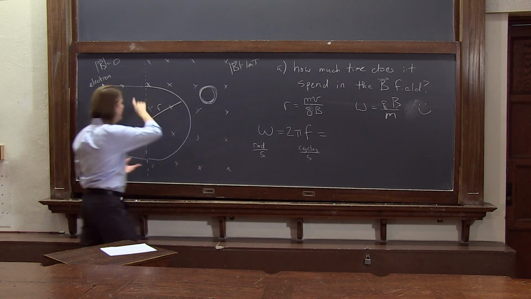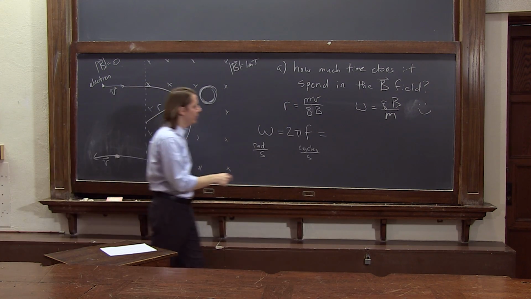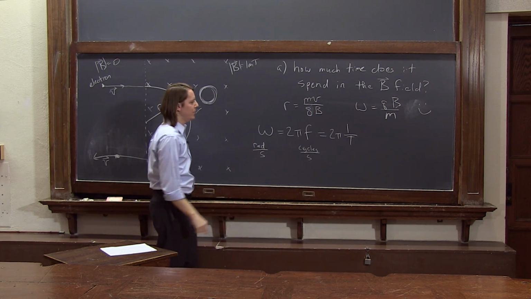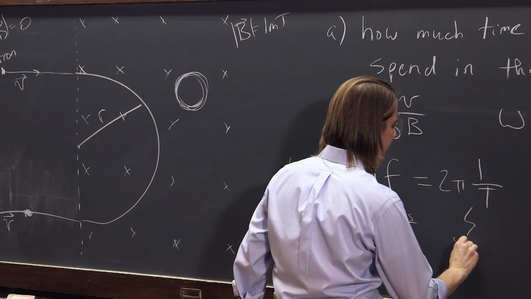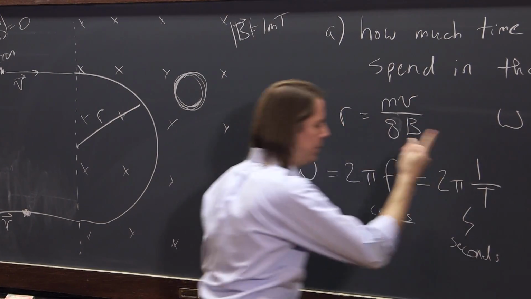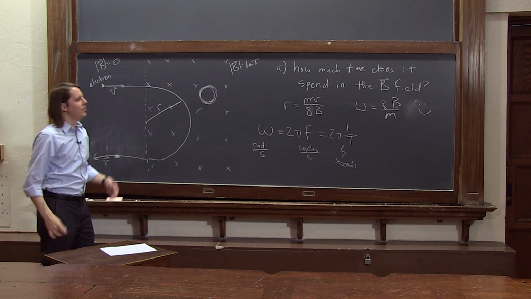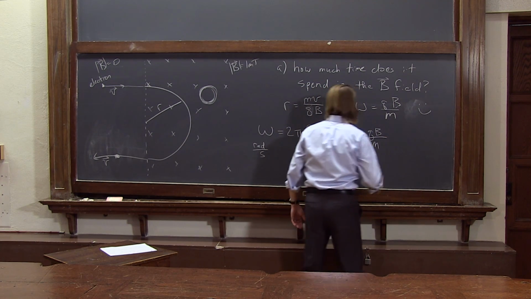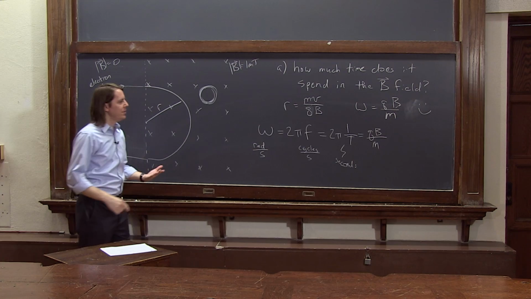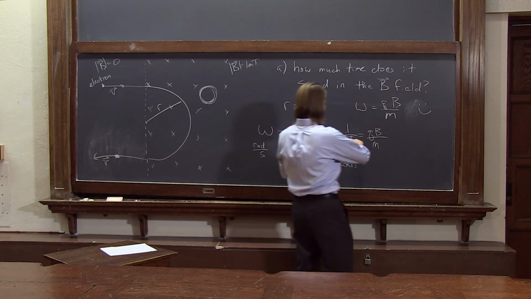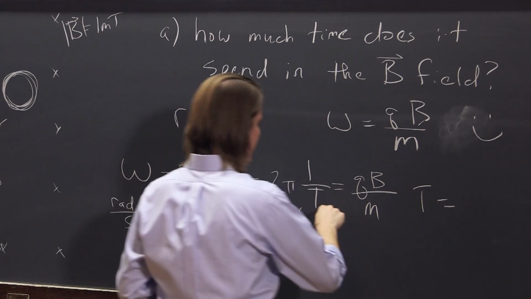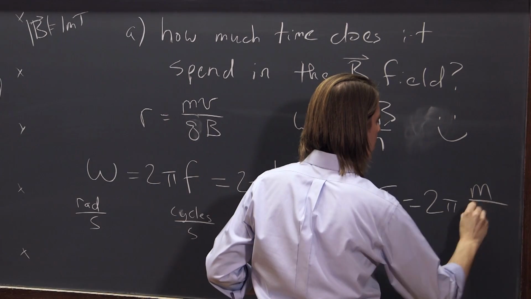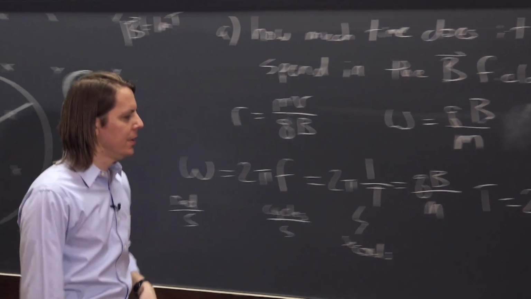We want to know how long does it take to go around the circle? Well, that's the period. So we know that omega is 2 pi times 1 over T, where big T is the period, and that's just in seconds. Okay. And we know this all is equal to QB over M. So if we wanted to solve it for just the period, then you would just turn this whole thing around, and T would be 2 pi M over QB. That's how you get the period.